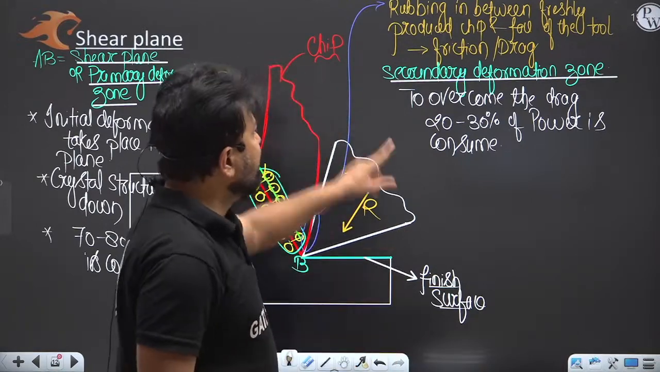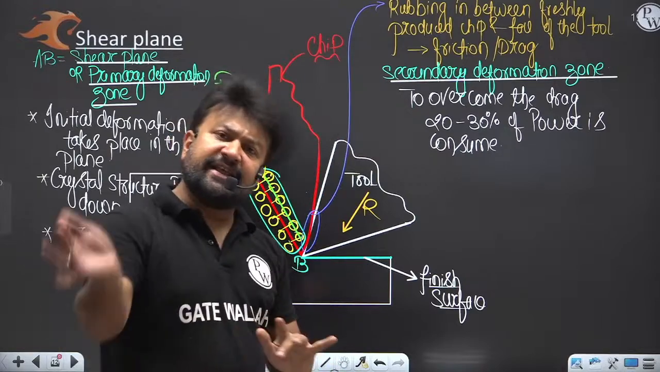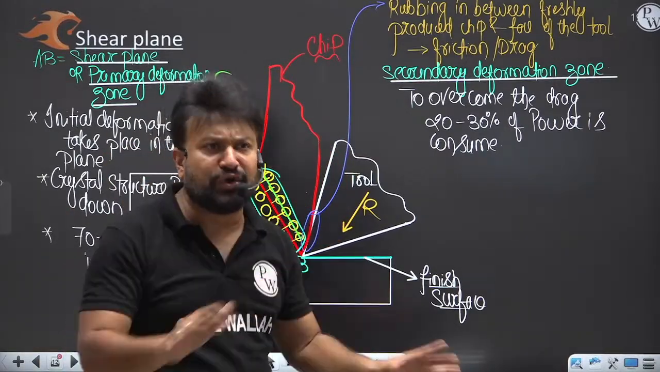Is that clear? The secondary deformation zone. There will also be a tertiary deformation zone, which I'm not going to discuss here because there is no need.